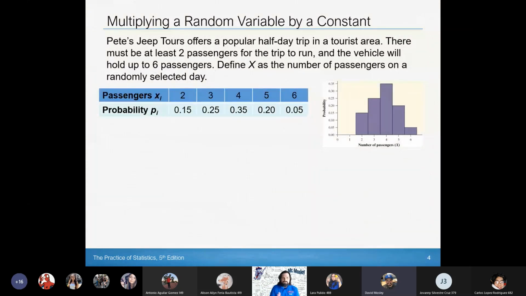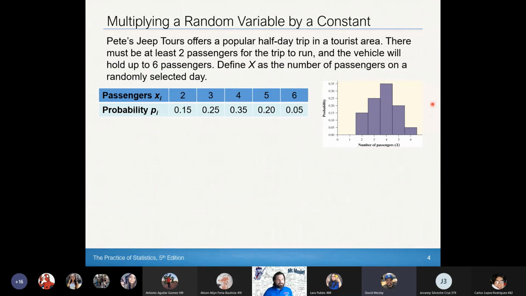All right, so let's look at an example using a random variable. We're going to first consider multiplying a random variable by a constant. We have our example of Pete's Jeep Tours. They offer a popular half-day trip in a tourist area. There must be at least 2 passengers for the trip to run, and the vehicle will hold up to 6 passengers. We define X as the number of passengers on a randomly selected day. In our table, X can have the possible values of 2, 3, 4, 5, and 6, and the probability of each is 0.15, 0.25, 0.35, 0.20, and 0.05.